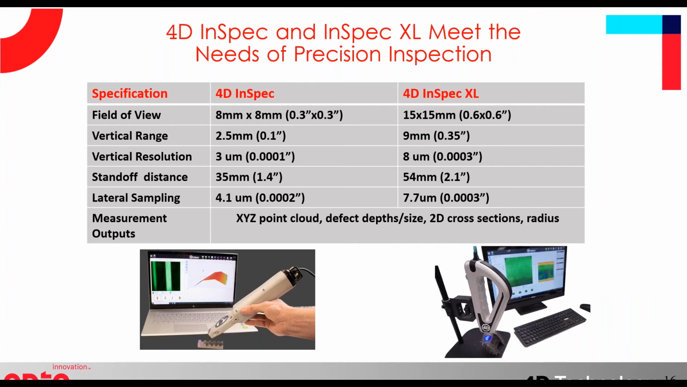Just to go over some basic specifications, this particular product comes in 2 models, one with an 8mm by 8mm field of view, one with about twice the field of view. Vertical ranges can be as high as 9mm, and resolution is somewhere between 3 and 8 micrometers, depending on the model. So this is sufficient for almost all defect, edge break, and radius callouts that you're going to see on typical machine parts. Also, high lateral sampling allows you to measure very narrow things.